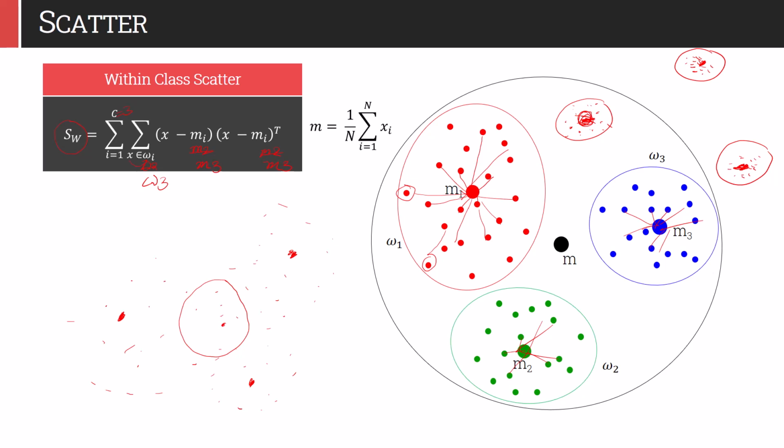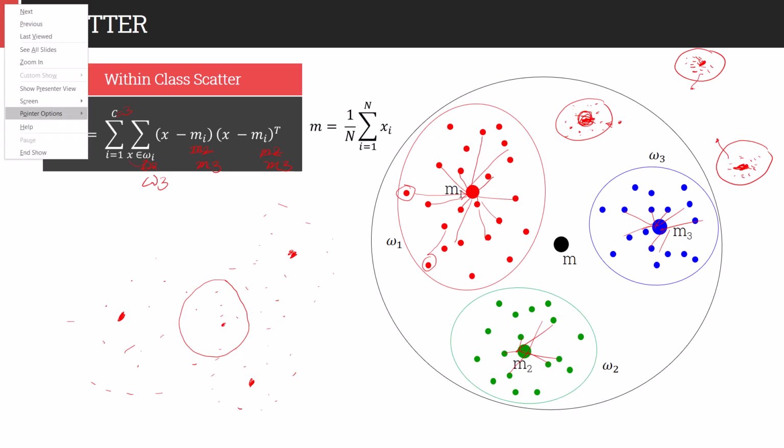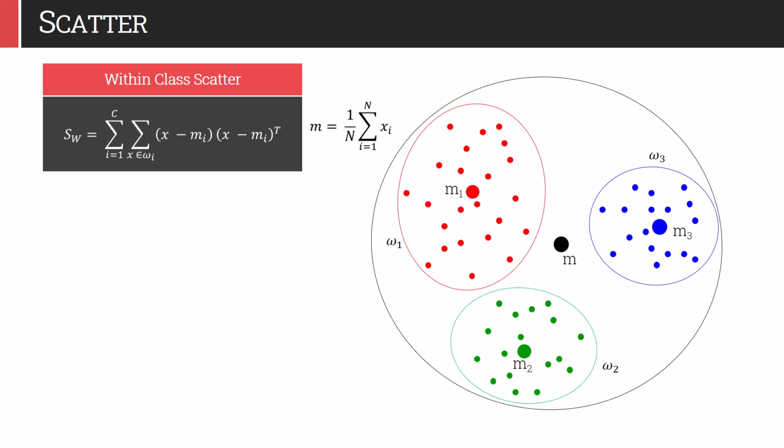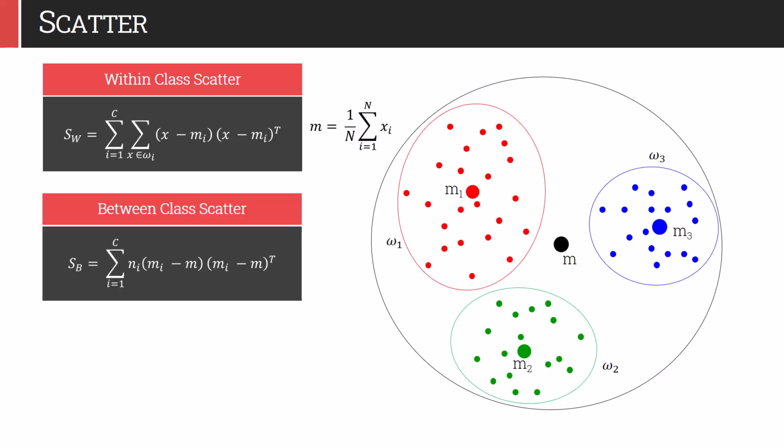But here it is very straightforward. Even if some point comes here, it is very close to mean 1, so we can easily say that this point is definitely from class 1. If something is here, it is class 2. If something is here, class 3. So it is expected that within class scatter should be as minimum as possible for better classification. The next term is between class scatter.